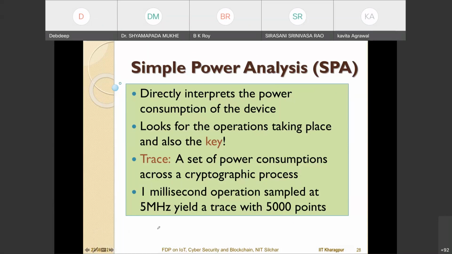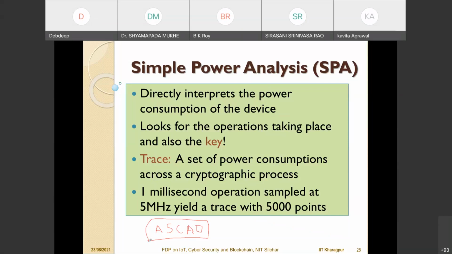Let me just try to write it here. It is called ASCAD. It comes with several power traces, which you can see, and you can experiment on these techniques. There are one or two more, but ASCAD is a very popular public repository of power traces. Any more questions? Okay, so let me continue.